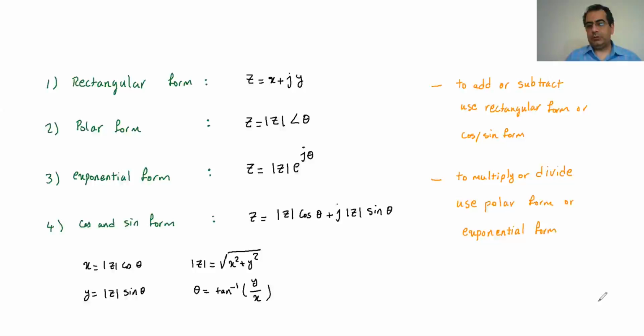So previously I showed you why it's very easy to add and subtract using the rectangular format or this one. You just add the real parts together and add all the imaginary parts together. Now when it comes to multiplying or dividing, it's much easier to do it with either of these two methods. I will show you why.